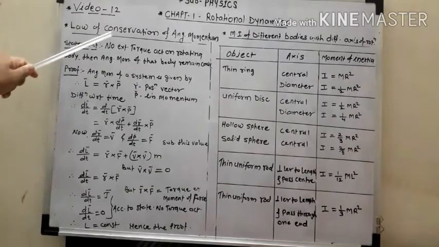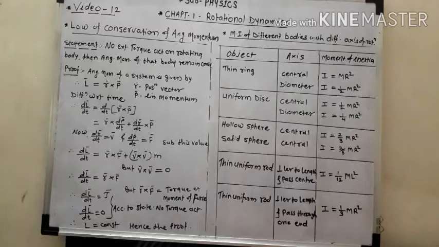State and prove the law of conservation of angular momentum. First, you have to remember what is meant by the angular momentum, so that we can prove this: angular momentum L is equal to I into omega. Very important relation. Now, we have to state here the law of conservation of angular momentum, and the statement is there.